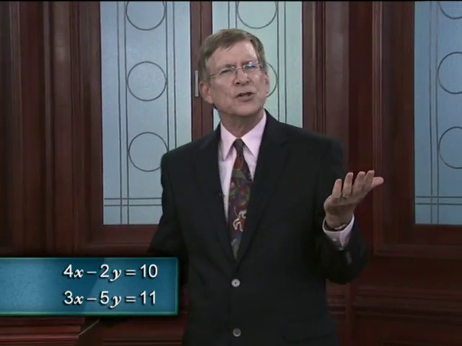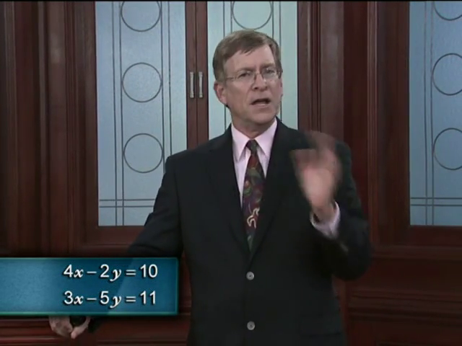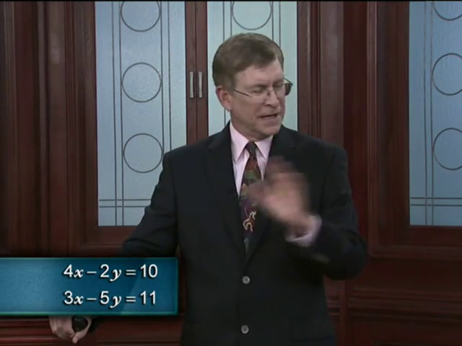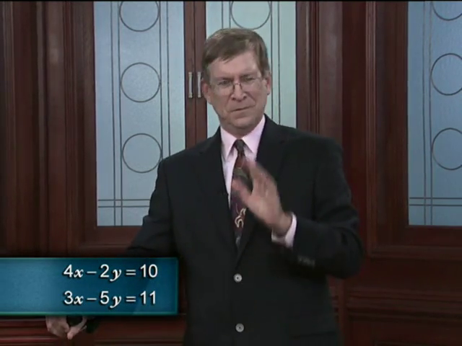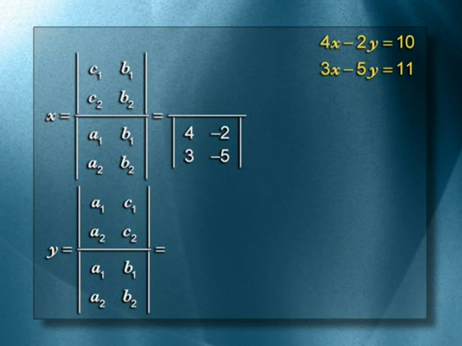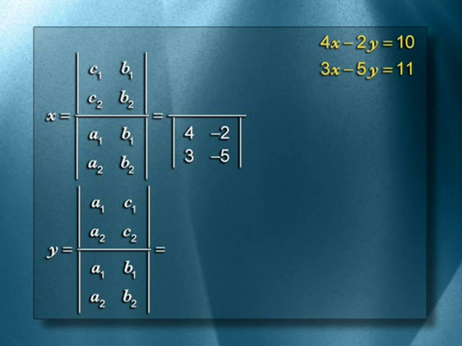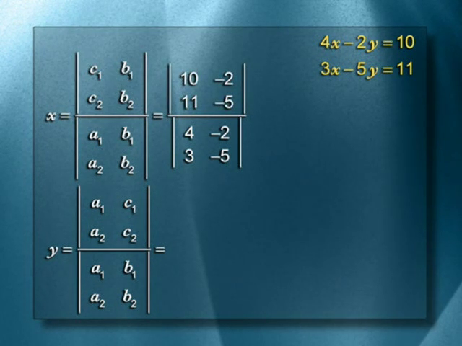All right. How about the linear system 4x minus 2y equals 10 and 3x minus 5y equals 11? Find x, find y. We've played this game before. Here's a new method. Cramer's rule. Set up those determinants. All right. The denominator will be the determinant of the coefficient matrix. So it's 4, minus 2, 3, minus 5. What's the numerator? Well, it's almost the same thing, except replace the first column by the right-hand side, 10, 11, and keep the same second column, minus 2, minus 5.